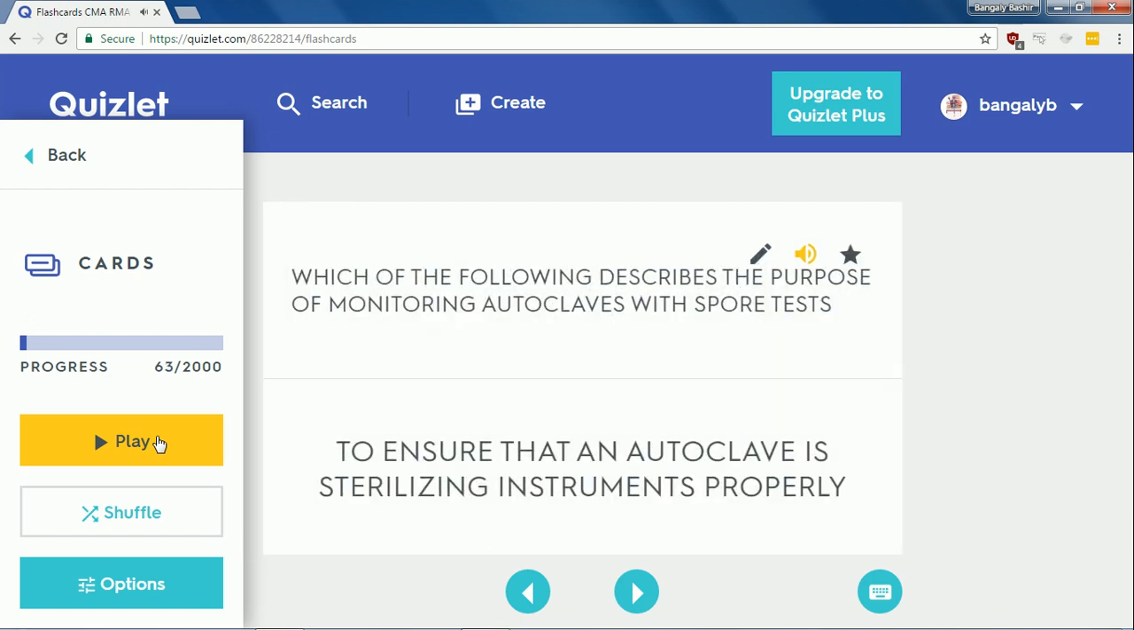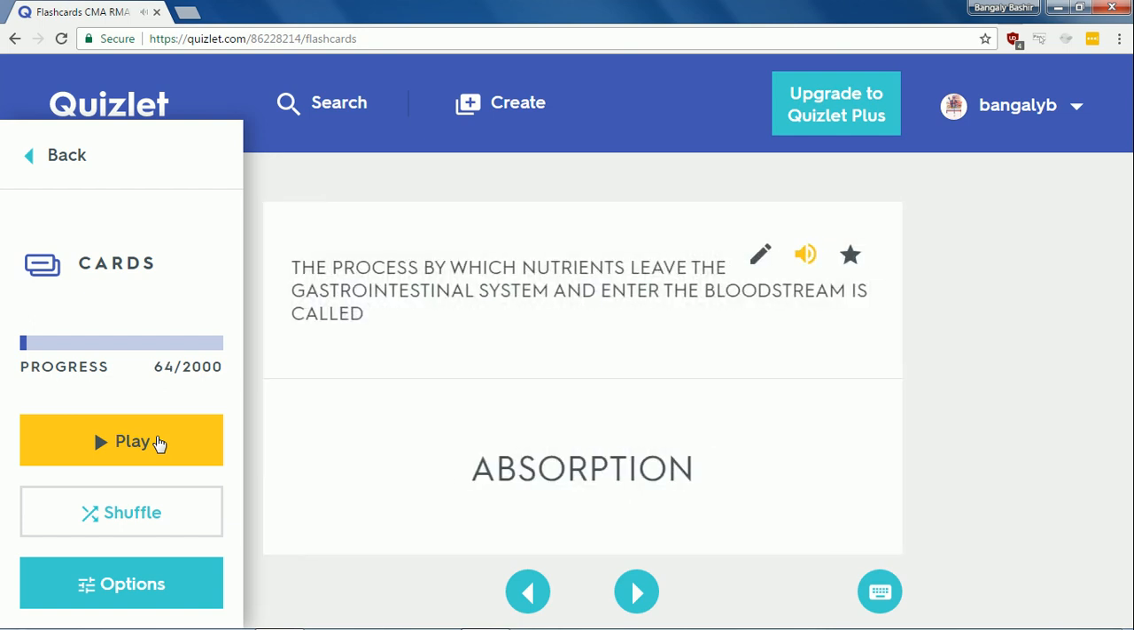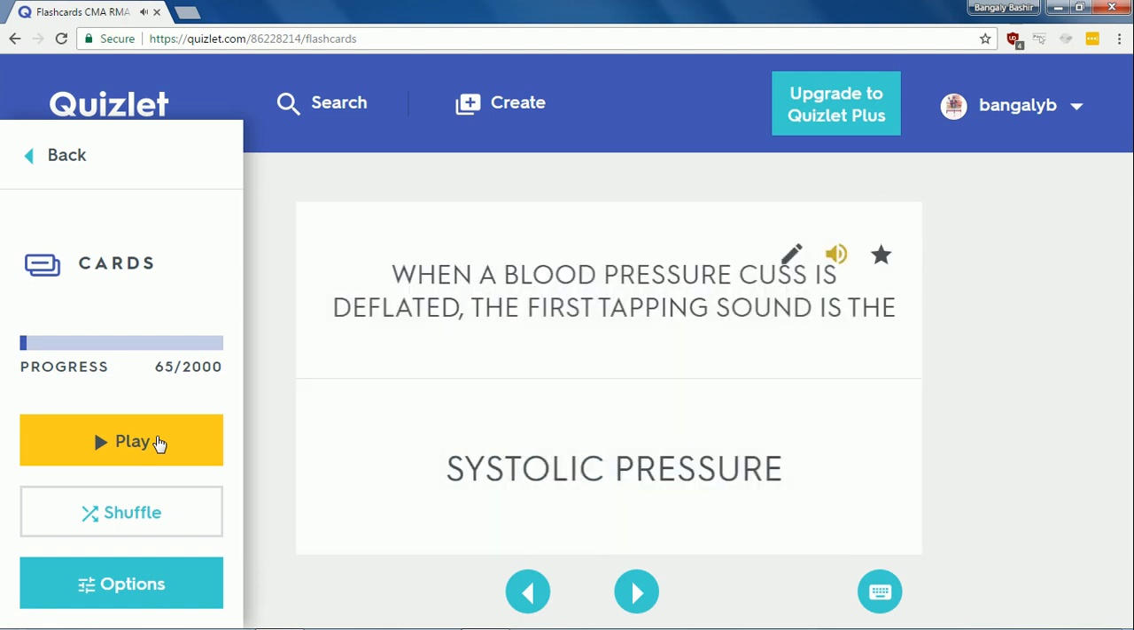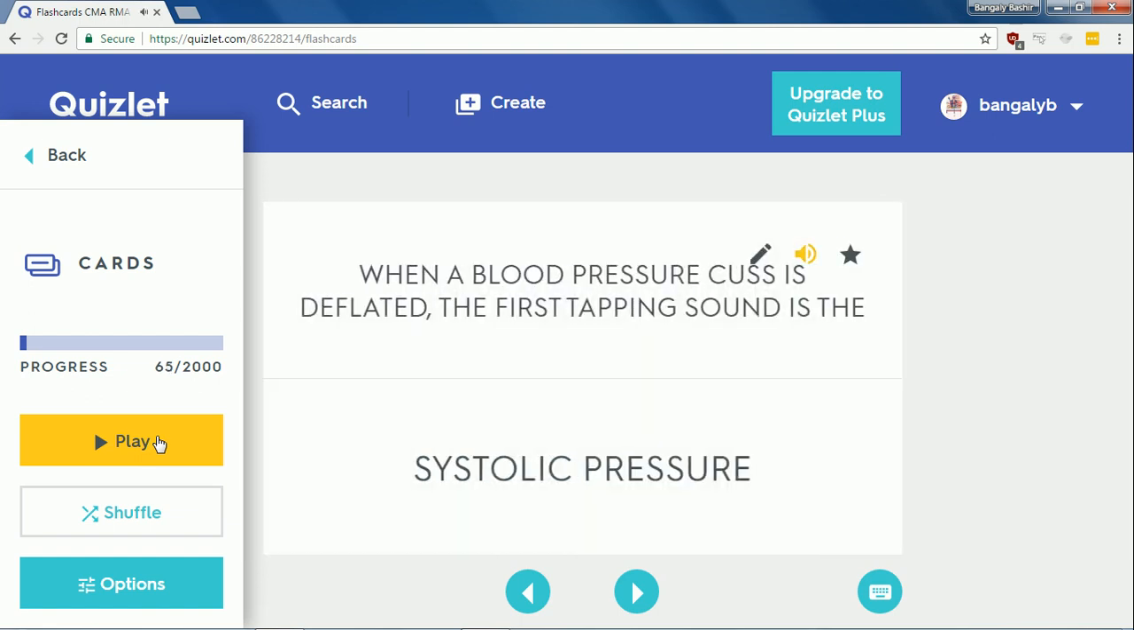Which of the following describes the purpose of monitoring autoclaves with spore tests? To ensure that an autoclave is sterilizing instruments properly. The process by which nutrients leave the gastrointestinal system and enter the bloodstream is called absorption. When a blood pressure cuff is deflated, the first tapping sound is the systolic pressure.